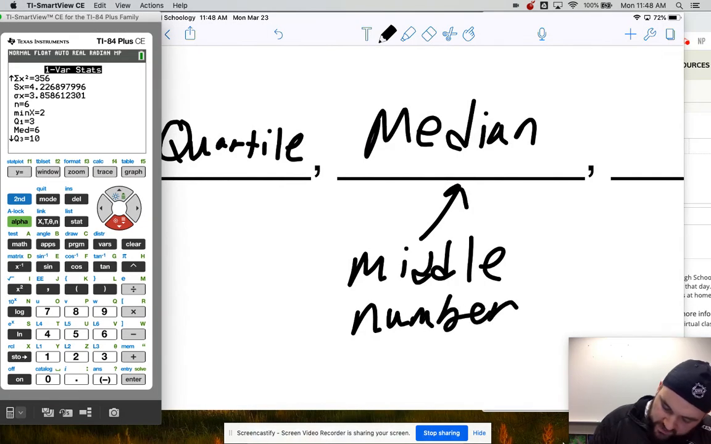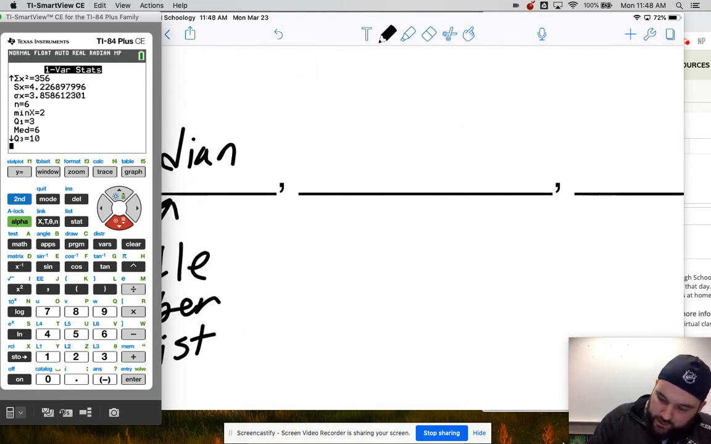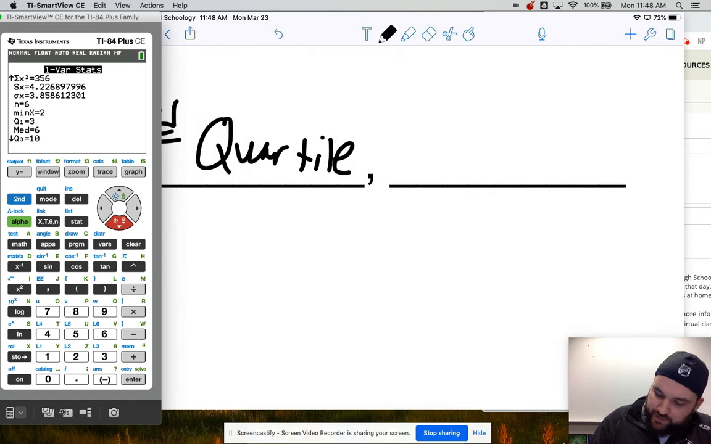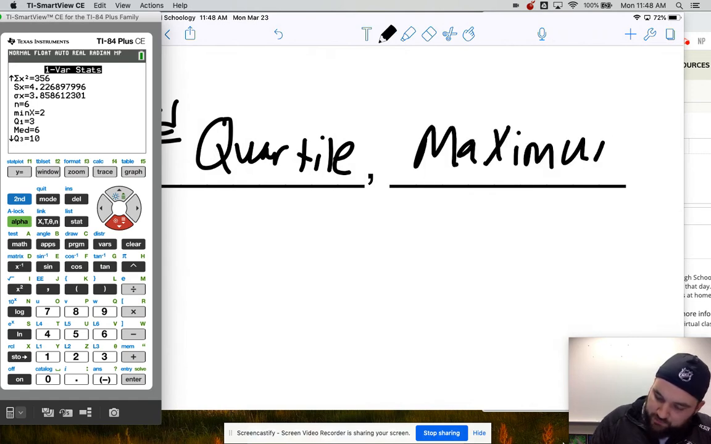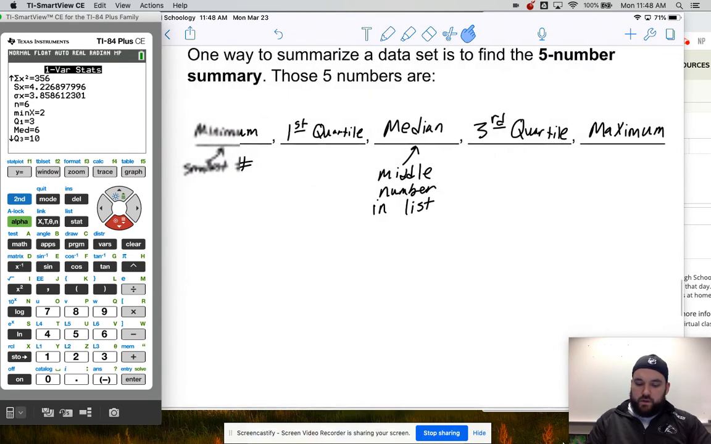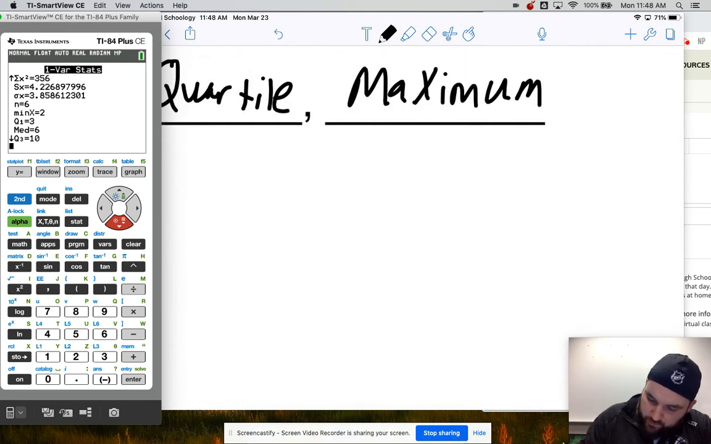And we know the median is the middle number in the list. The fourth number is called the third quartile. Again, we'll talk about what that is in a second. And then finally, at the end, the fifth number in the 5-number summary is the maximum. Okay. So minimum, median, and maximum. Maximum just being the largest number.